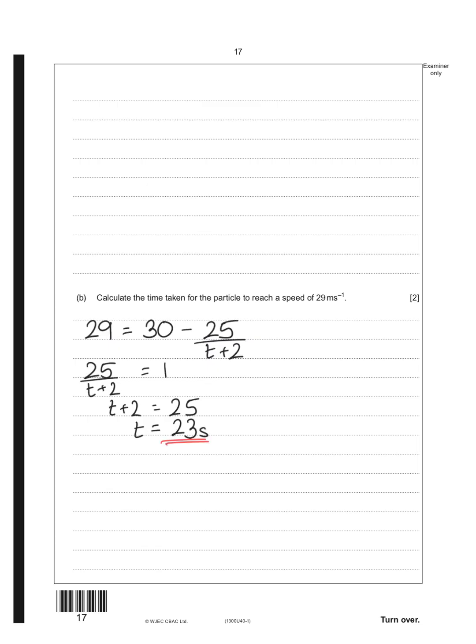Time taken to reach a speed of 29. So we're going to use that expression that we just had and equate it to 29. When I rejig that, I'm going to get 25 over t plus 2 equals 1, so t plus 2 equals 25. T equals 23 seconds. So it takes 23 seconds for this thing to speed up to 29 meters per second, and then it takes the rest of infinity for it to get anywhere close to 30.